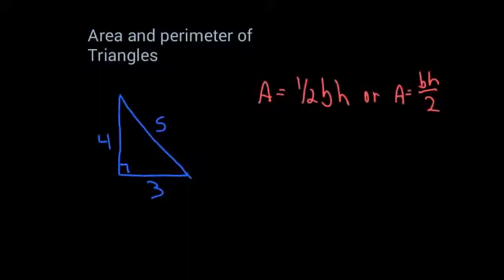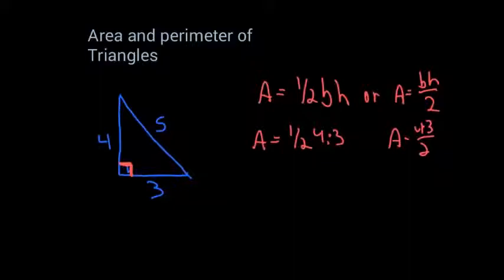Dividing something by 2 or finding half of something is the same exact thing. So it really doesn't matter which one you do. I'm going to show you both. So we have area equals 1/2 4 times 3 or area equals 4 times 3 divided by 2. Now, the thing with the base and height of a triangle, they always have to meet at a 90-degree angle. So that 5 is not used because it's not part of a 90-degree angle.